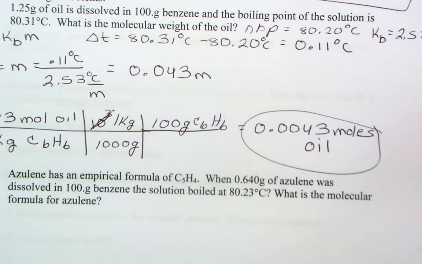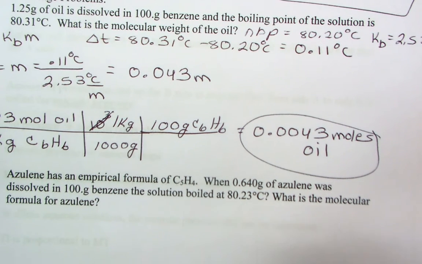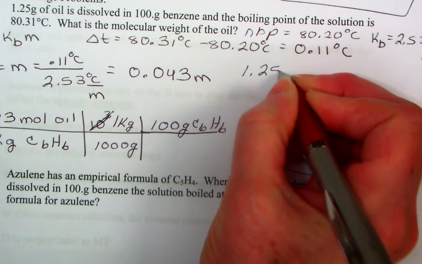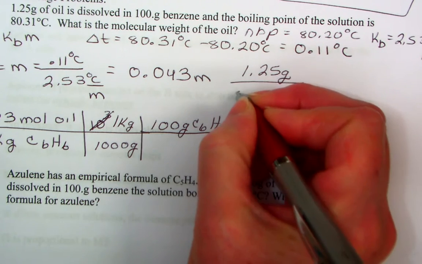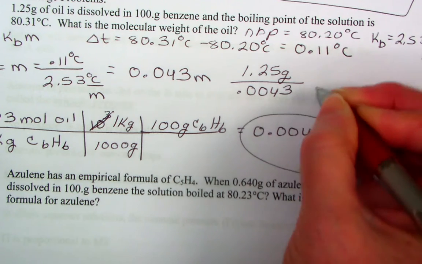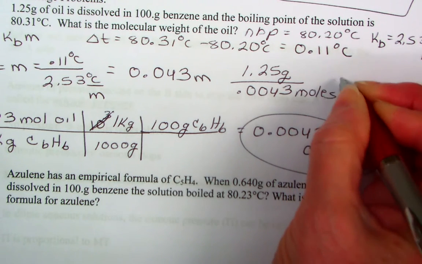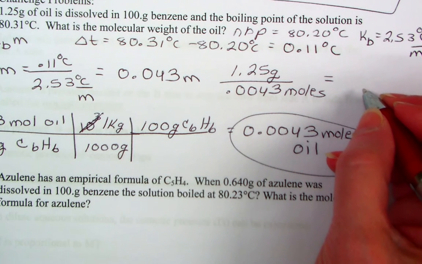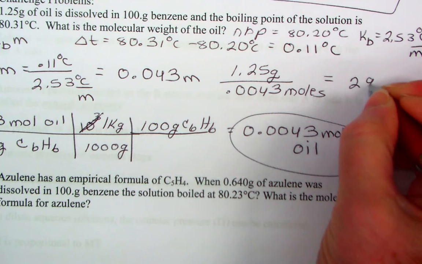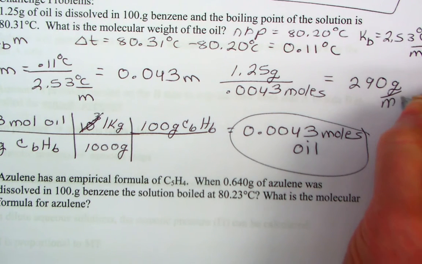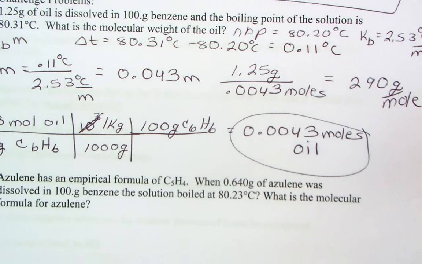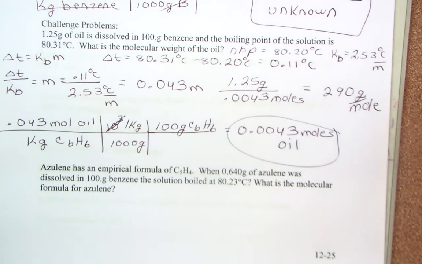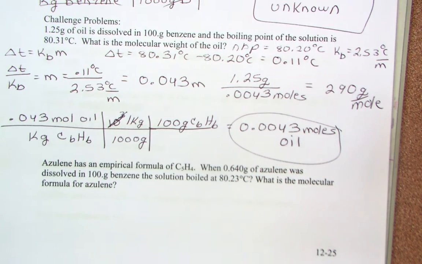Now again, I have the moles, but I'm not done. I'm trying to find the molar mass, or the molecular weight. So I know that usually has units of grams per mole. So 1.25 grams divided by 0.0043 moles. And again, I only kept 1 sig fig when I worked this out. It's something around 300. What does it actually come out to be? 290 grams per mole. So this is similar to what you did in lab with the freezing point depression. It's similar to a couple of the problems we worked last week in class.